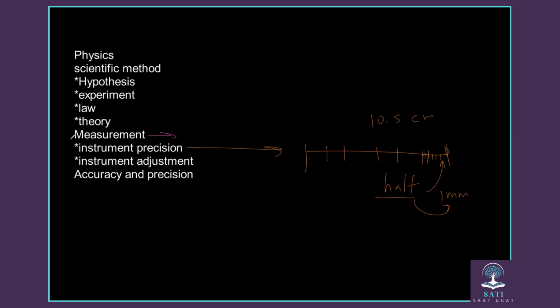For example, now if I have a ruler and its smallest division is 3 or 4 millimeters, what is its precision? In this case, it's going to be half of this smallest division, so half of 4, it's going to be 2. Okay, next point now, what is an instrument adjustment?